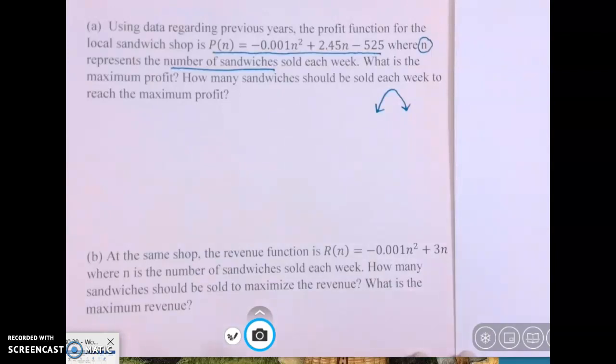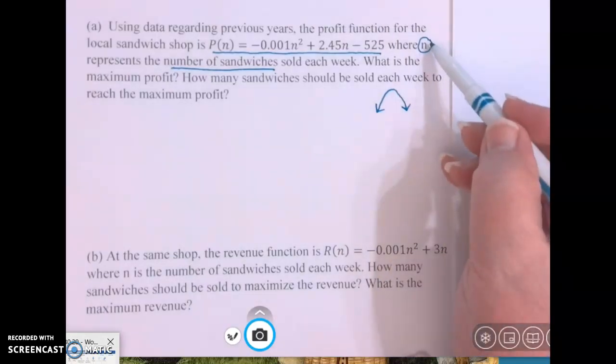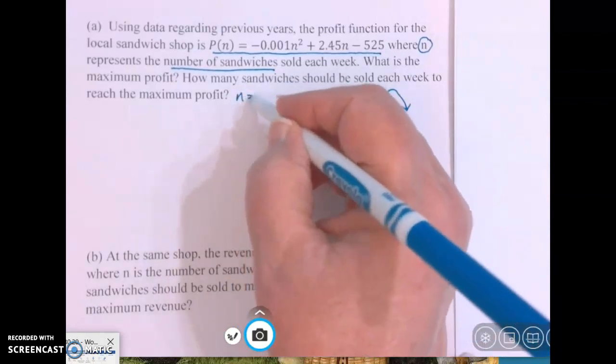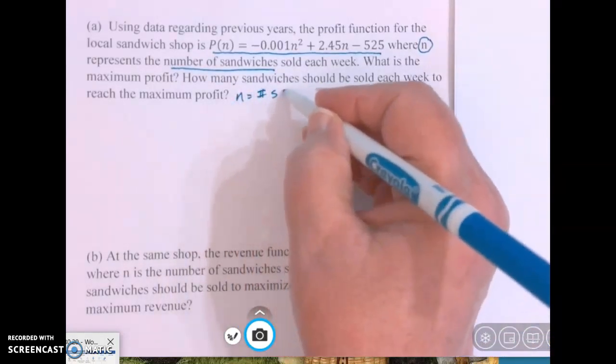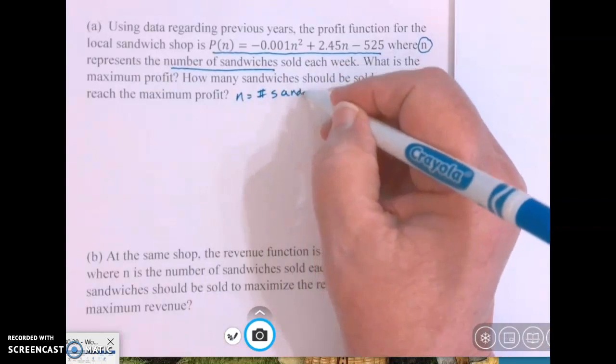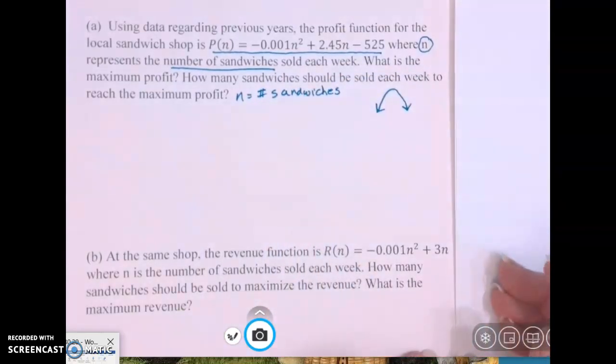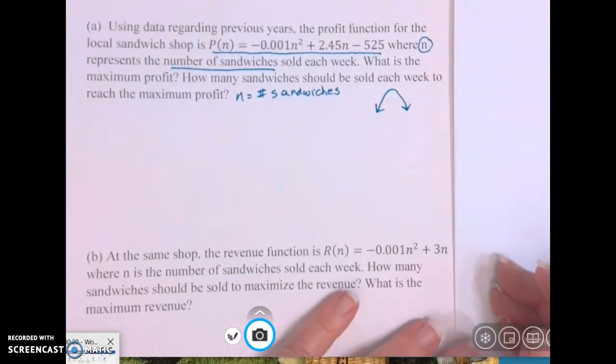It will not always be a number. It could be the price of the sandwiches that are being sold. Don't think that every problem is done the same way. You have to read the context and determine what that variable is representing. So n is the number of sandwiches. Let's write that down. N equals the number of sandwiches. What is the maximum profit, and how many sandwiches should be sold each week to reach that maximum profit?